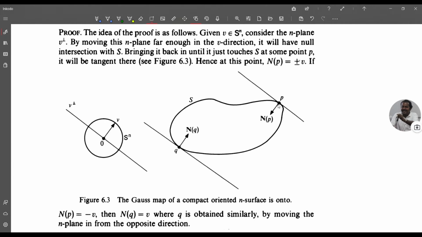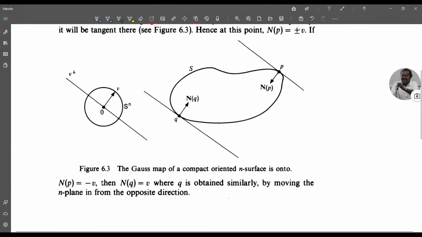So at the point p, v perp will be a tangent plane. Hence at this point, N of p is plus or minus v, because v is a unit vector, it is in S^n. So N of p is either plus v or minus v. If N of p is minus v, then N of q will be v, where q is obtained similarly by moving the n-plane in the opposite direction.